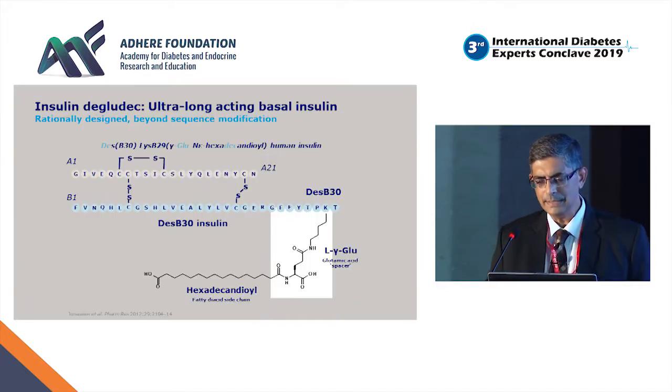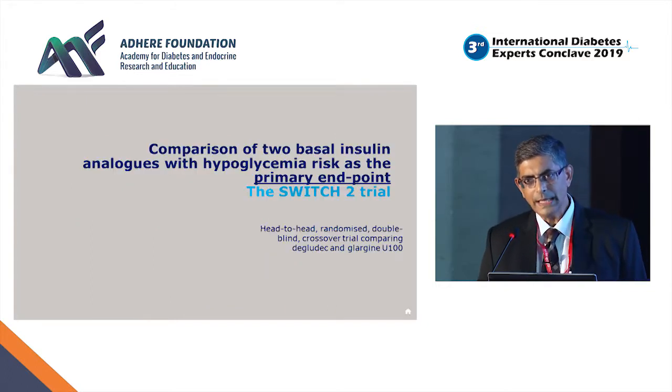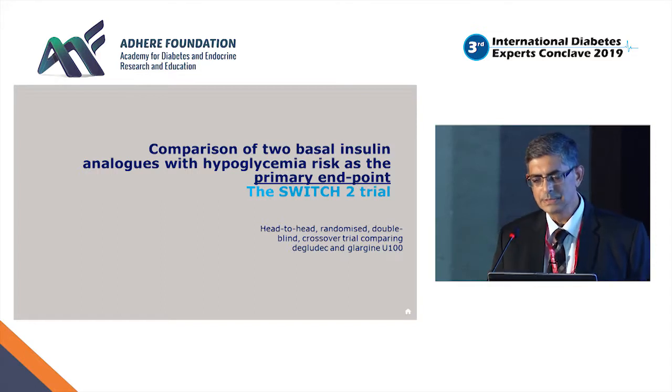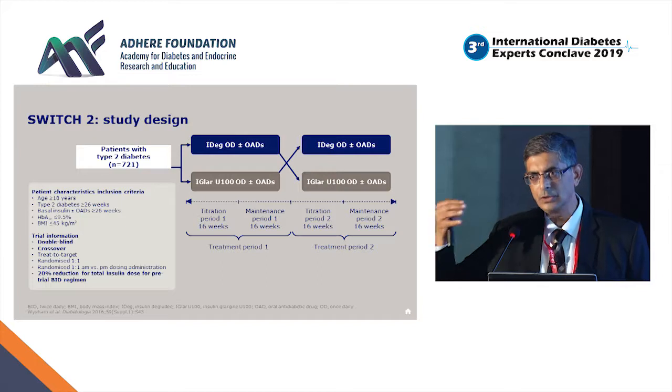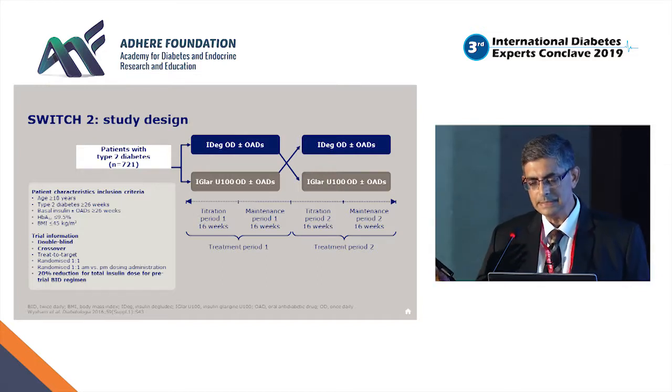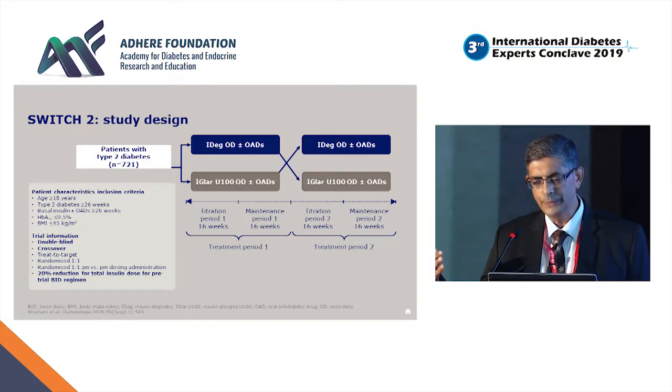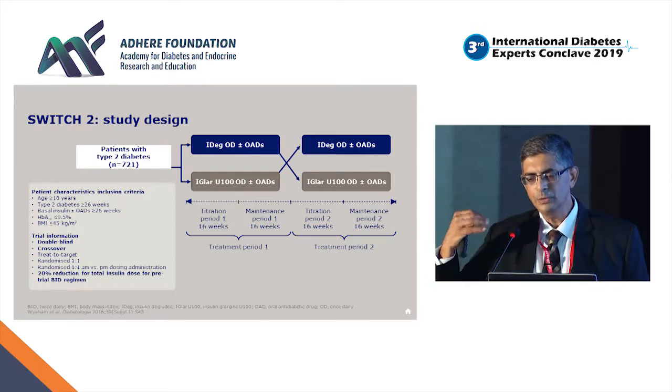What ultimately is degludec is, of course, they remove the threonine component from B30 and they add a fatty diacid side chain to increase the duration of action as such. Now, do we have hardcore data to say that this really works? You have the SWITCH 2 trial, and what they did was they had 2 arms of the trial. One arm was given degludec once a day with or without OADs, and the other arm got U100. And then after a period of 32 weeks, they were switched. So the arm with U100 got degludec, and the degludec arm got glargine.